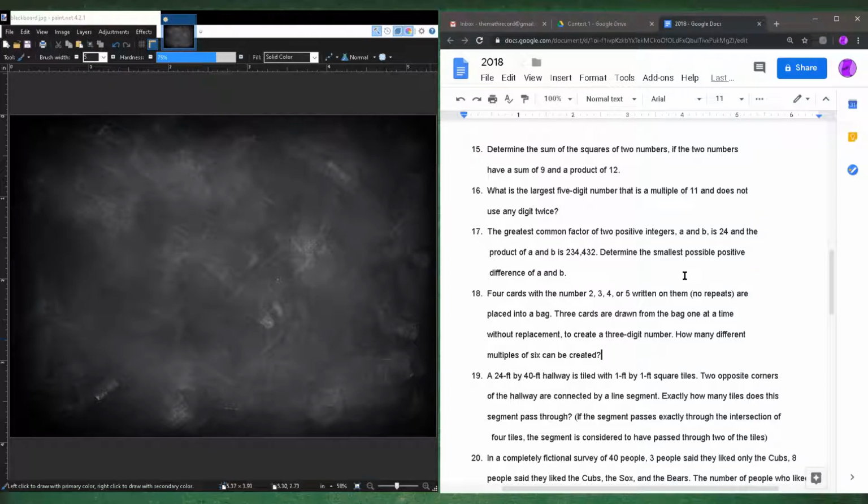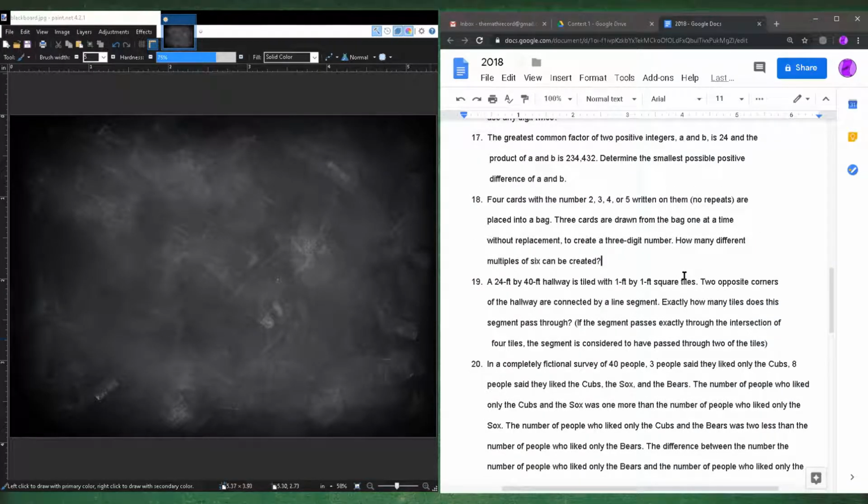Number 18. 4 cards with the numbers 2, 3, 4, or 5 written on them, no repeats, are placed into a bag. So there's only 4 cards, and one of them is a 2, another is 3, another is 4, and another is 5. 3 cards are drawn from the bag one at a time without replacement to create a 3-digit number. So you're taking out 3 cards basically, and you have to make a 3-digit number. How many multiples of 6 can be created?